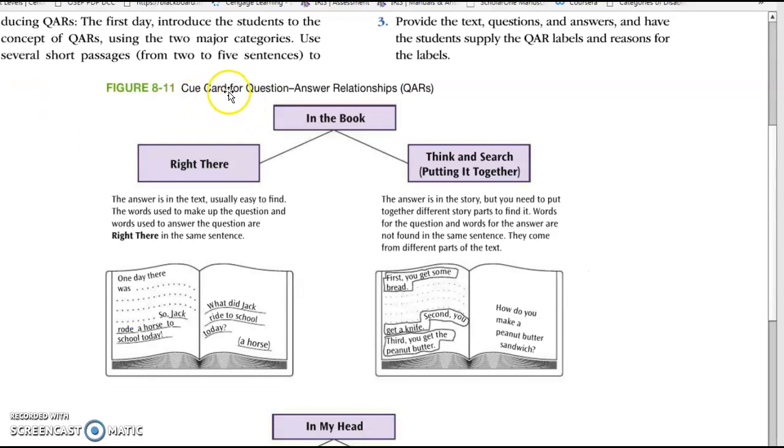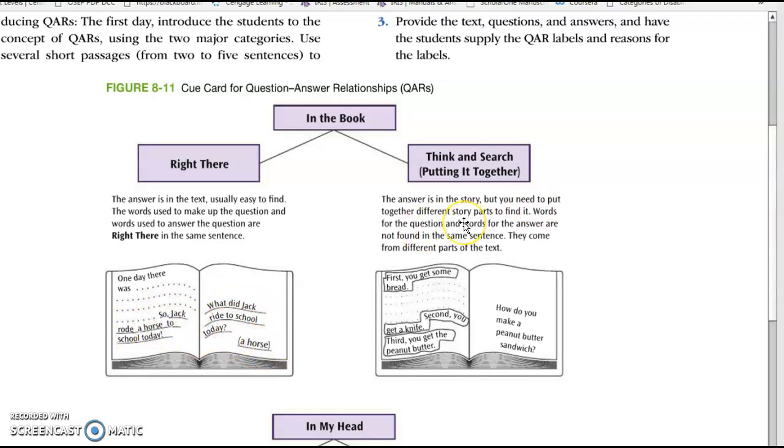So this is those cue cards for question answer relationship, or of course another acronym, y'all. You're welcome, QARs. So in the book, the answer is in the text, usually pretty easy to find, right? Sometimes right there in the same sentence. One day there was blank, blank, blank. So, Jack rode a horse to school today. And the question, what did Jack ride to school today? The answer is right there, a horse.